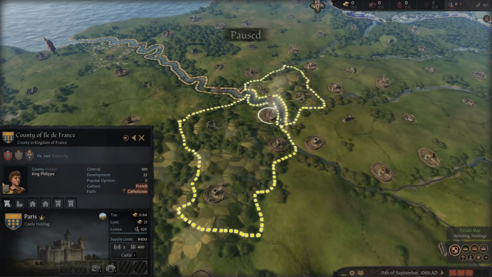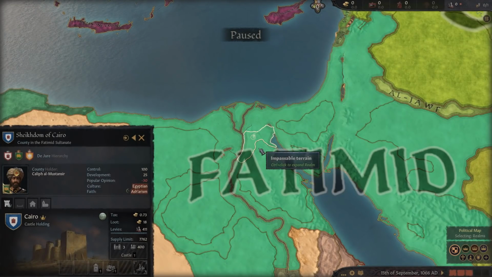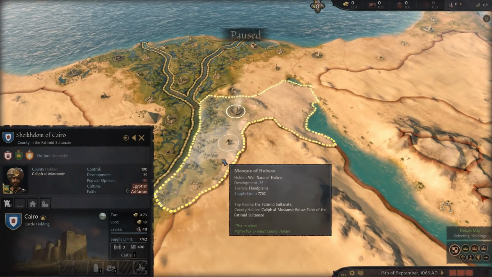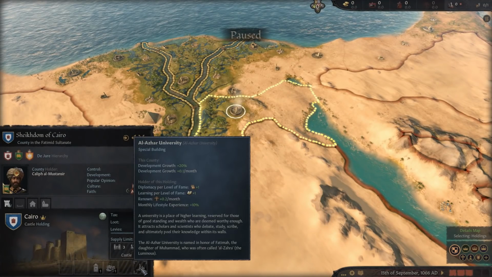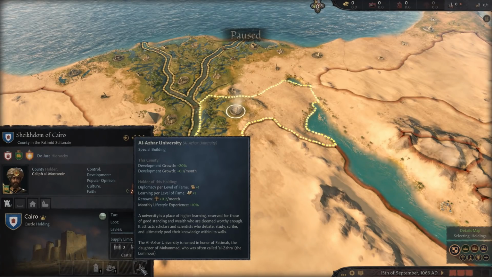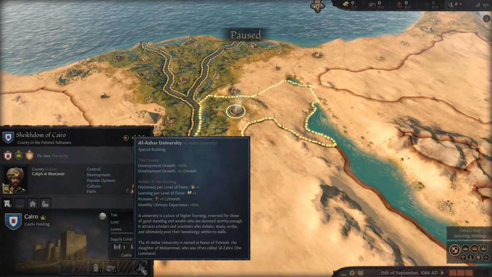So now that we've gone over all of the unique holy sites, I'm going to go and talk about unique universities. Heading to North Africa and to Egypt in the Fatimid Sultanate, we are here in Cairo, where we do have a special building, and it is Al-Azhar University. So, it is always constructed in 1066. If you start in 867, you have to take a decision to construct it.